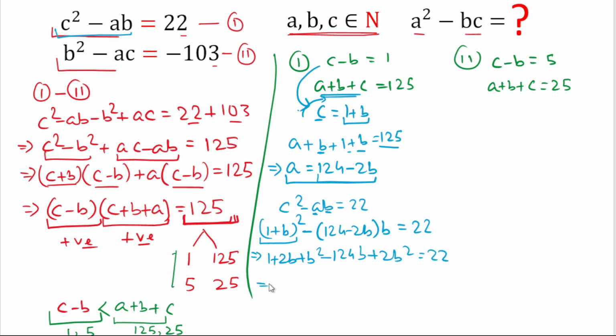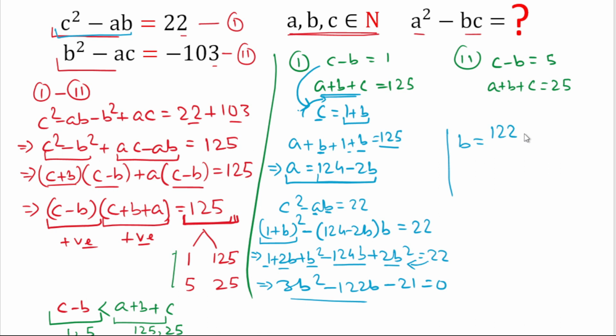Now we'll simplify it. Here 2b and b, that is 3b square minus 124b plus 2b, that will be minus 122b, and here plus 1, and this will be minus 22, and it will be minus 21, that is equal to 0. Now from here we will calculate the value of b. The value of b will be minus b, minus and minus plus 122 plus minus b square means 122 square minus 4 times a means 3 and c means minus 21, so it will be plus 21.